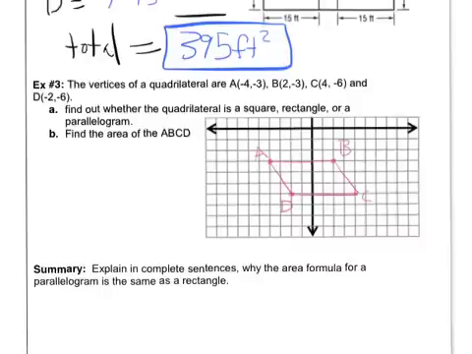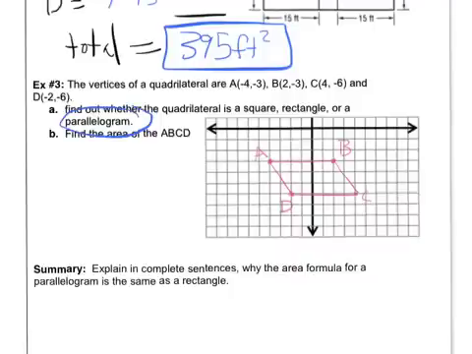Okay, so if you graph the points, you should have seen that it is definitely a parallelogram. We could prove this by showing that both AB and CD are parallel because they're horizontal, and both AD and BC are parallel because they have a slope of negative 3 over 2. So yes, it is definitely a parallelogram.